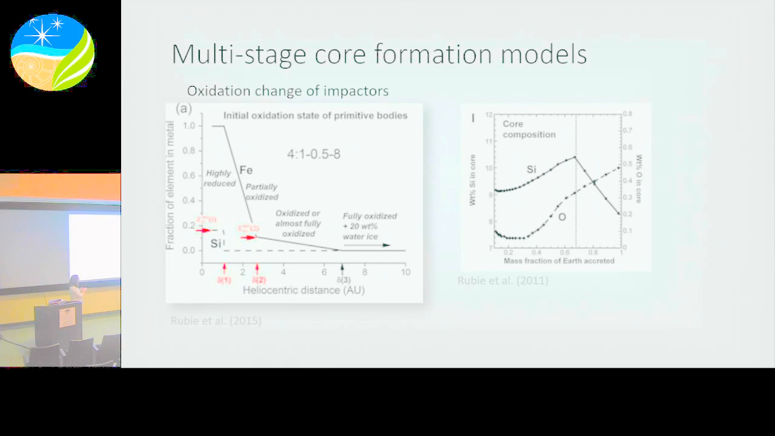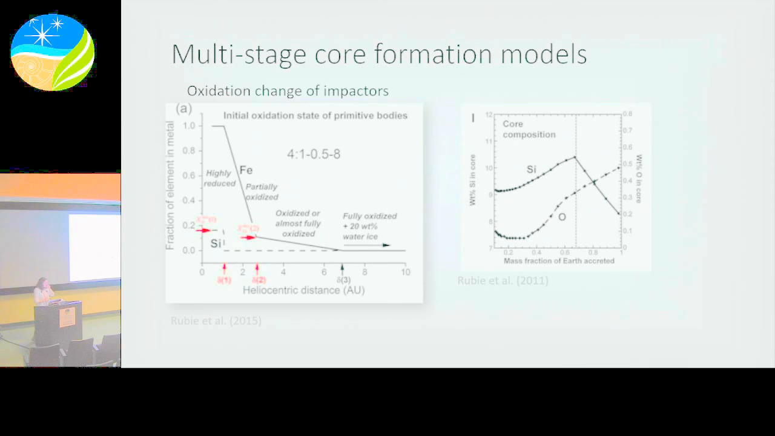So for instance, this is silicon. At the end of the simulation, there's about 8 weight percent silicon in the core. And then for oxygen, there's about half a weight percent at the end of the simulation. This break here is where material from the outer solar nebula starts to be accreted onto the planet. Prior to that, there is only material coming from this sort of inner region where material is more reduced. So that's why we get this drop-off in the silicon abundance in the core.